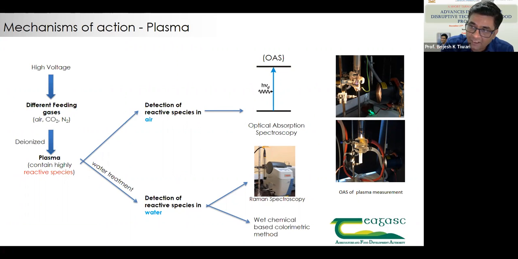So in that condition, you may have higher moisture in the air, so you may have more production of OH radicals. Whereas when you use dry air, you may have a completely different gas profile, irrespective of the voltage we use. So whether it's 10 kV or 120 kV, that becomes completely irrelevant there. So basically, when you use different air, the plasma, which contains highly reactive species, was detected by using optical absorption spectroscopy.